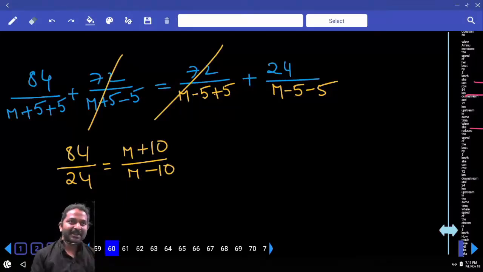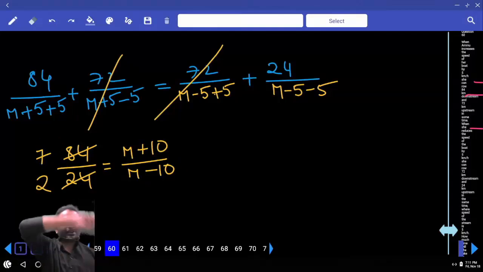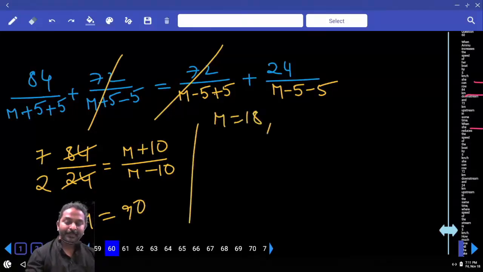Cross multiplication. 12 7 times, 12 2 times. 7 into m, 2m, difference 5m. 2 into 10, 20. 7 into minus 10, minus 70 goes to the other side. From this, what is m? 5 is already given.